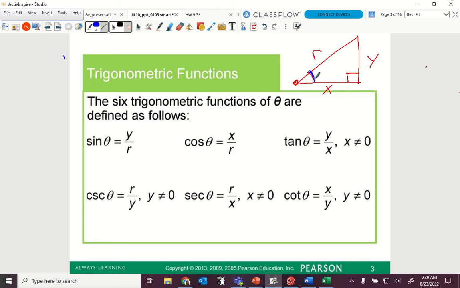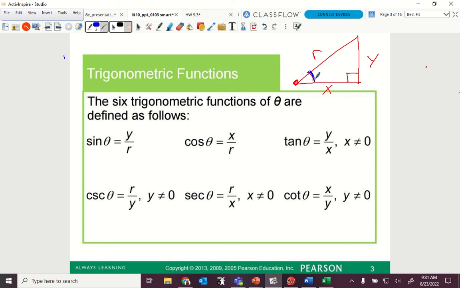Now, these other things are called the reciprocal identities. What does the word reciprocal mean? Yeah, there it is. Flip it over. Reciprocal means flip it over. No, seriously, that's it. Reciprocal, in math, means flip it over.